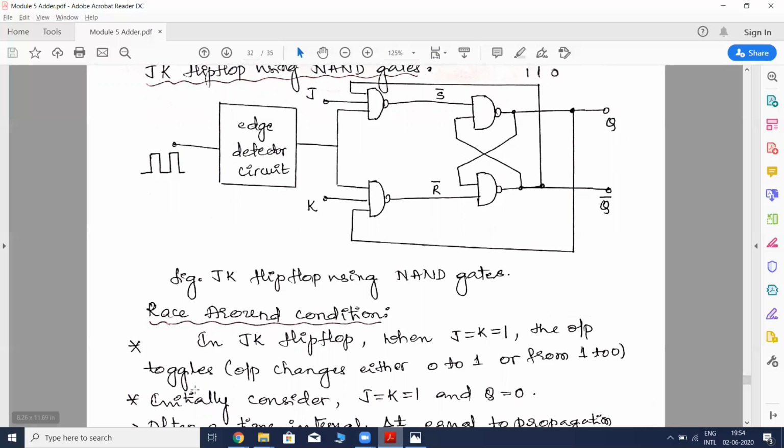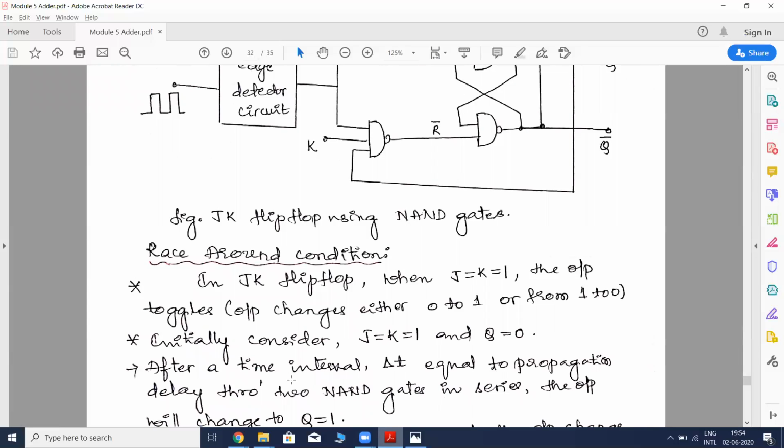Now let us consider initially J and K both are equal to 1, 1 and Q is 0. After a certain time interval, which is called delta t, and this delta t is called the propagation delay through the NAND gates, the output will change to Q equal to 1. Initially we assumed that Q is equal to 0. So after the propagation delay, output is going to change to Q equal to 1.